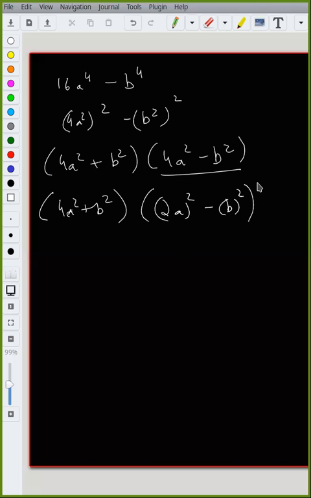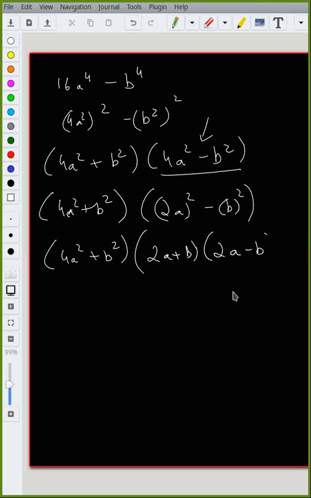Yes. Who's going to do this? Sir, I wasn't getting it after that. Add difference of two squares again, same thing. You have to completely factorize. Don't get lazy. So what will this be? 2a plus b into 2a minus b. Clear, everyone?